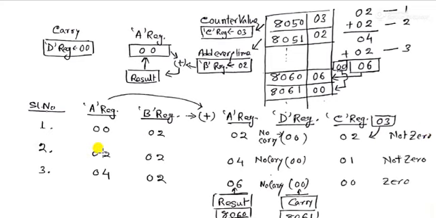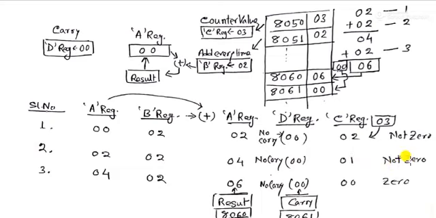This time the content of the accumulator will be 02, because after the addition the accumulator register is 02. The register B value is 02. Both are added, that is 04 in the accumulator. Here also no carry is generated, so the D register value is also 00. Then we decrement the 02 to 01, and this value is not 0.